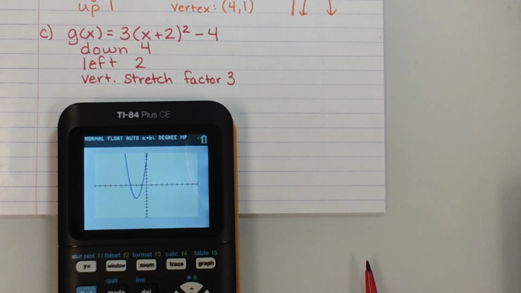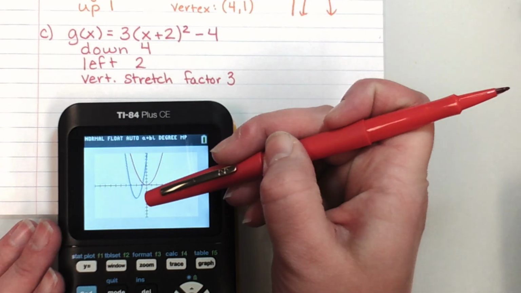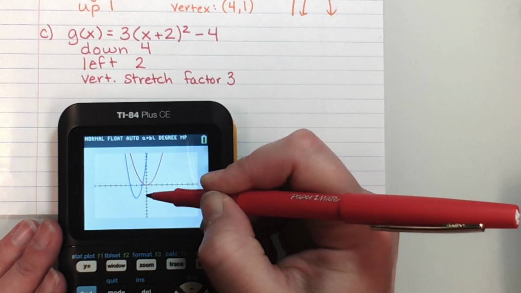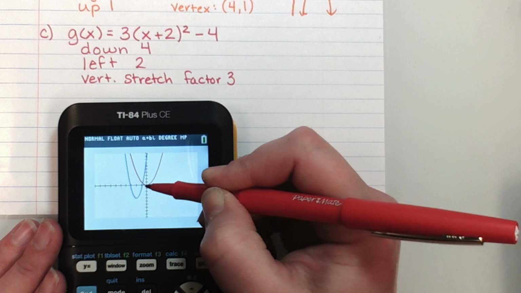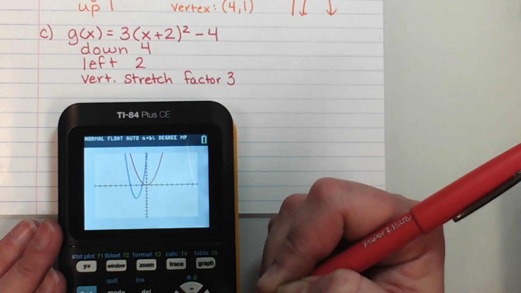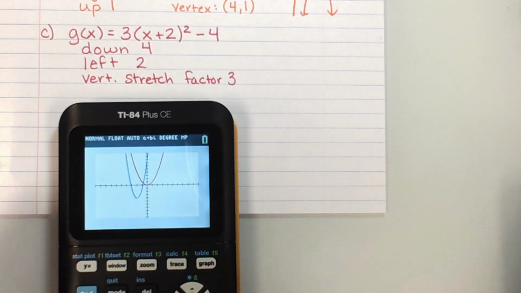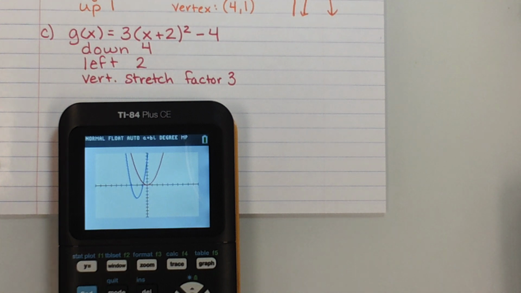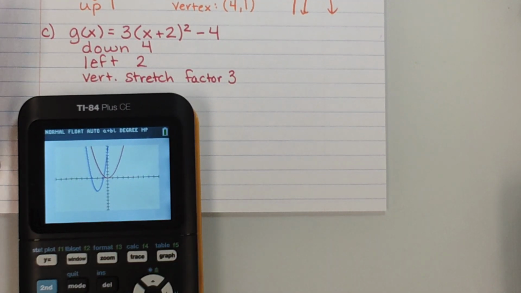You can use the graph to see these things too. By looking at my graph, I can tell that it moved down 4 because I can count the little ticks. I can tell it moved left 2 because I can count the little ticks. I can also see that it's skinnier. Skinnier is either a vertical stretch or a horizontal compression. That depends upon where the number is, if it's inside the parentheses or outside.